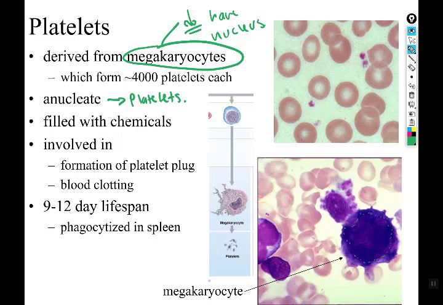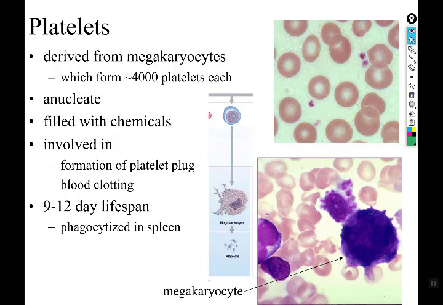So platelets themselves are filled with chemicals, and all of these chemicals are involved in facilitating blood clotting during hemostasis, which is the process of stopping bleeding. Platelets have a 9 to 12 day lifespan, and these undergo phagocytosis in the spleen. Just like erythrocytes, which are constantly being produced and circulating and then go to the spleen to die, so too with platelets. Another quick note about platelets is they're sometimes called thrombocytes. That means clotting cell, because a thrombus is a clot. It's a bit of a misnomer, though, because, of course, they're not actually cells. They're fragments of cells.